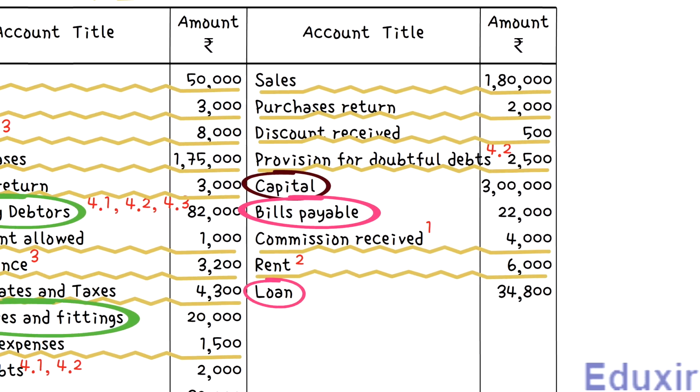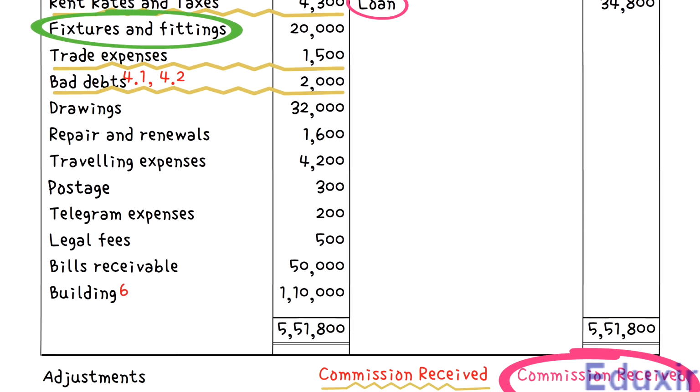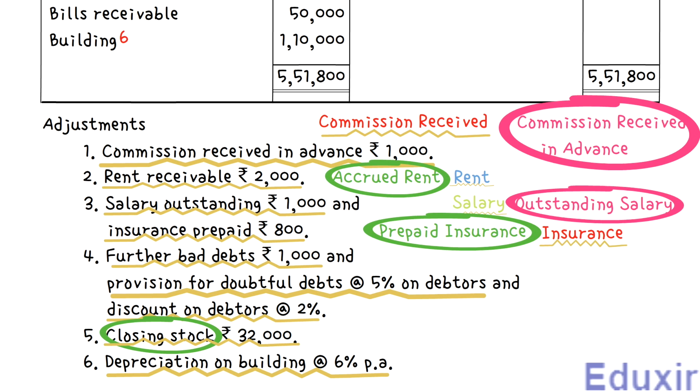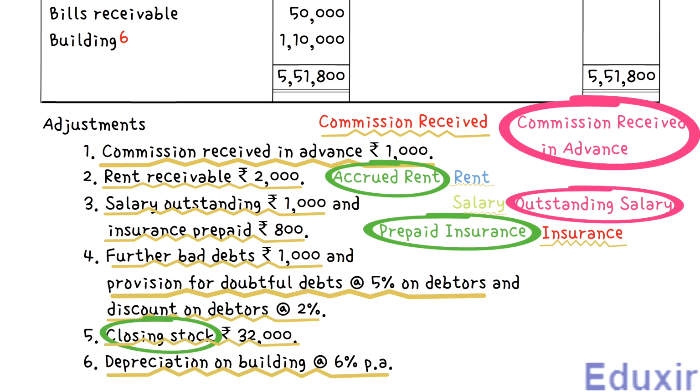Let's now take up the next entry in the trial balance. The next entry that we should deal with in the trial balance is related to the bad debts that have a balance of 2,000 rupees. As you can see, we marked that the bad debts required some adjustments. Let's deal with those adjustments. Here it is given that the further bad debts are 1,000 rupees. Further bad debts are nothing but additional bad debts.